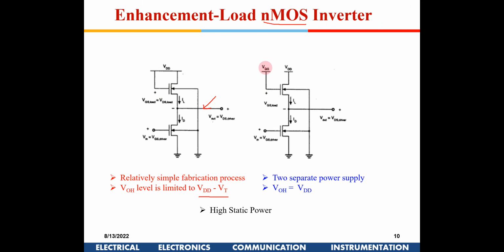Or the second option is you give a separate VGG which is more than VDD. It should be at least VDD plus VTN. In that case, this output can go up to VDD. So this is the second configuration. But the problem here is you require two power supplies for these kinds of systems. So that is an issue out here. You should have two power rails, one power rail higher than the other.